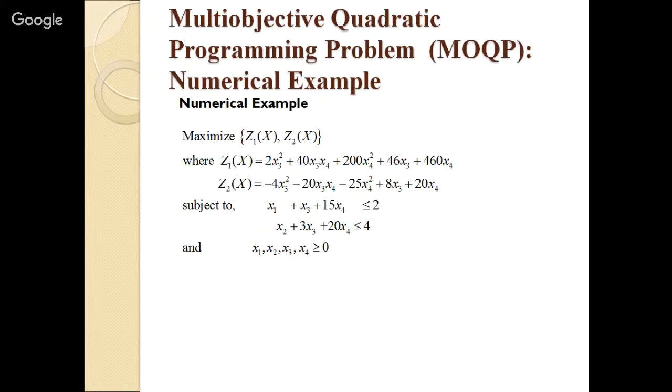Now how will you find the solution which is satisfactory to both of the quadratic functions? That is the question. The problem of determining x1, x2 which give a satisfactory solution to both the objective functions while satisfying all the constraints, that will be the satisfactory solution. That type of problem is known as the multi-objective quadratic programming. Clear?